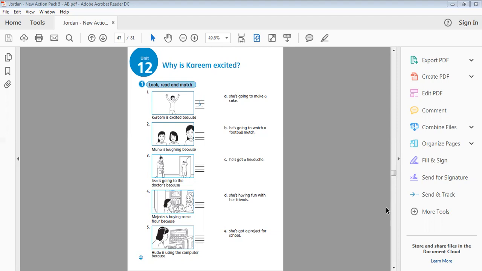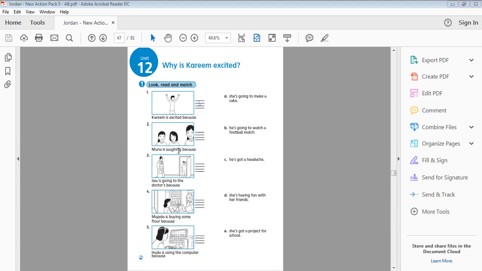This sentence has "because", which connects the result sentence and the reason sentence. Now look at picture 1. Karim is excited because B, he's going to watch a football match.